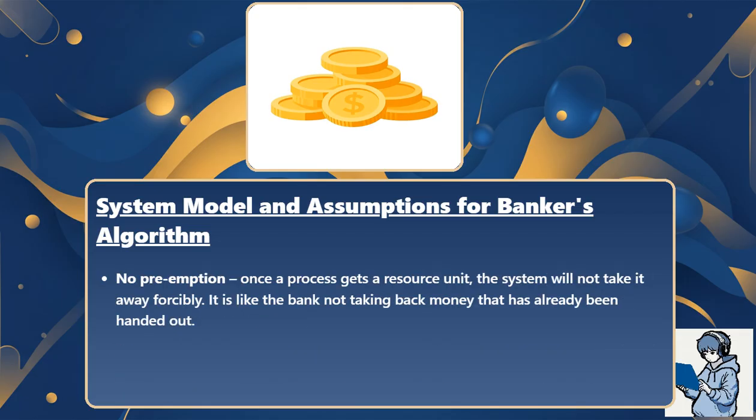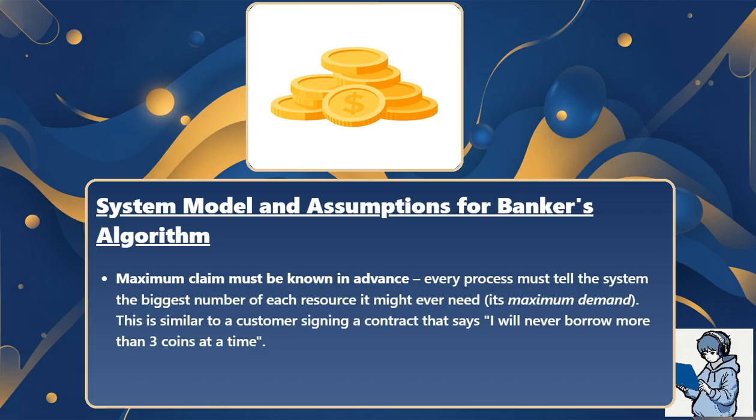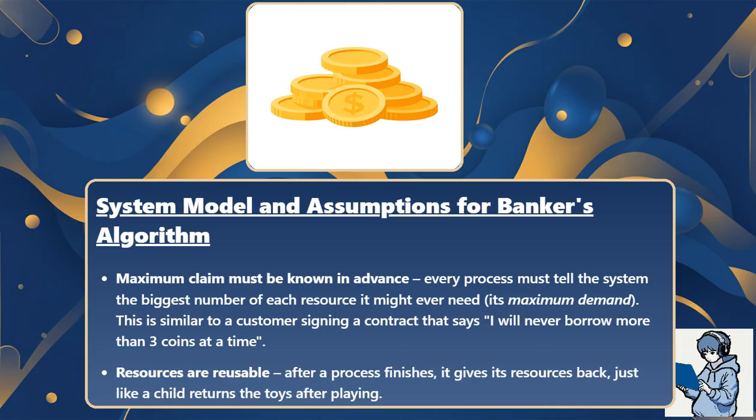No preemption. Once a process gets a resource unit, the system will not take it away forcibly. It is like the bank not taking back money that has already been handed out. Maximum claim must be known in advance. Every process must tell the system the biggest number of each resource it might ever need, its maximum demand. This is similar to a customer signing a contract that says, "I will never borrow more than 3 coins at a time." Resources are reusable. After a process finishes, it gives its resources back, just like a child returns the toys after playing.